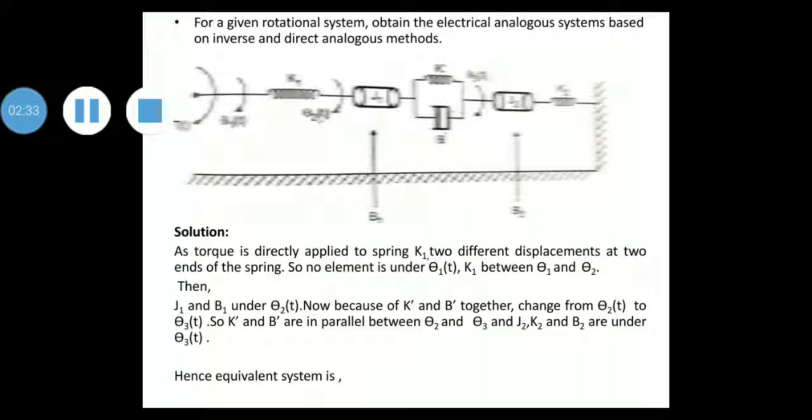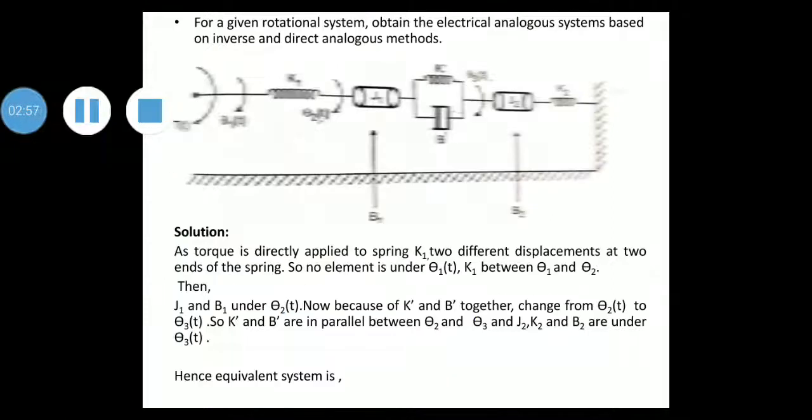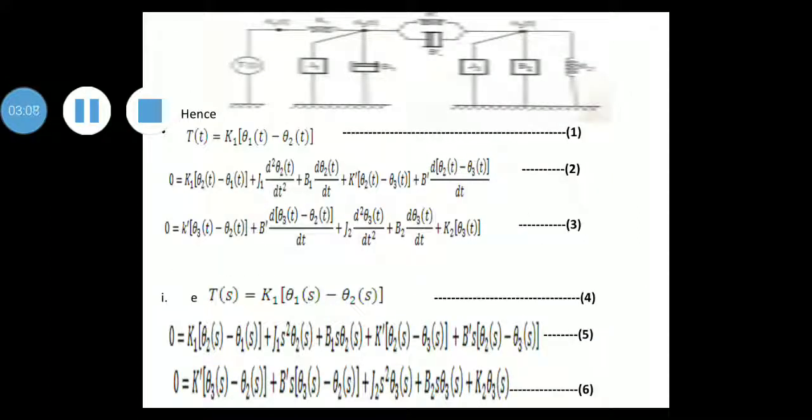Now, we'll draw the equivalent system. Here, this is K1. So first we'll represent the nodes. How many angular displacements are there? 3. Theta 1 of t, theta 2 of t, theta 3 of t. First we'll represent them by nodes. This is theta 1 of t, this is theta 2 of t, this is theta 3 of t.